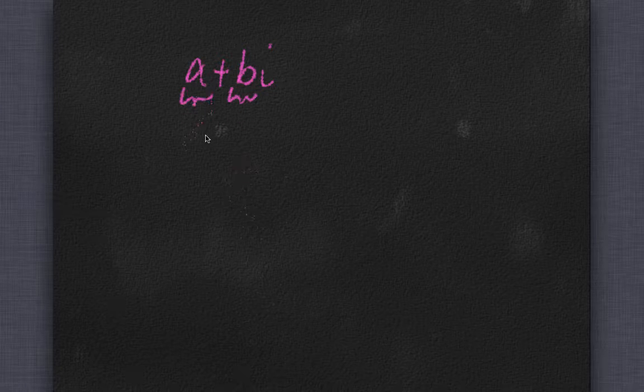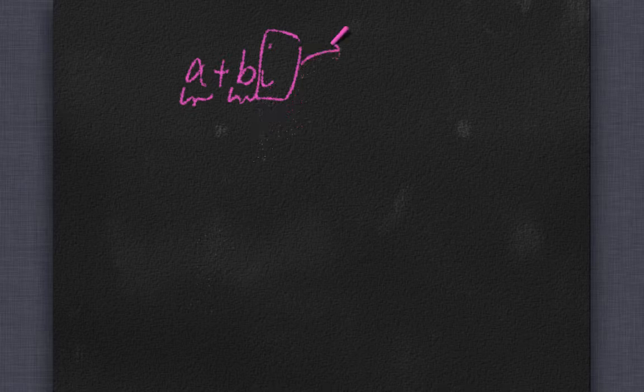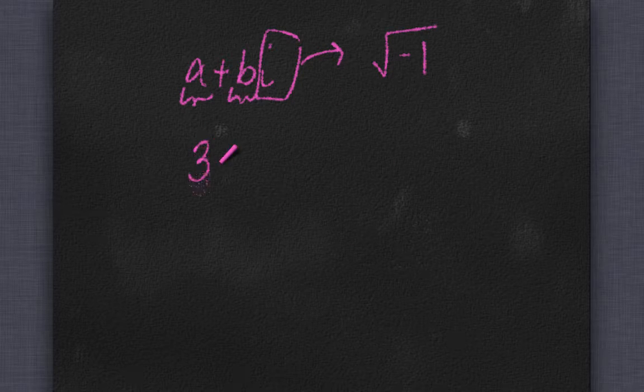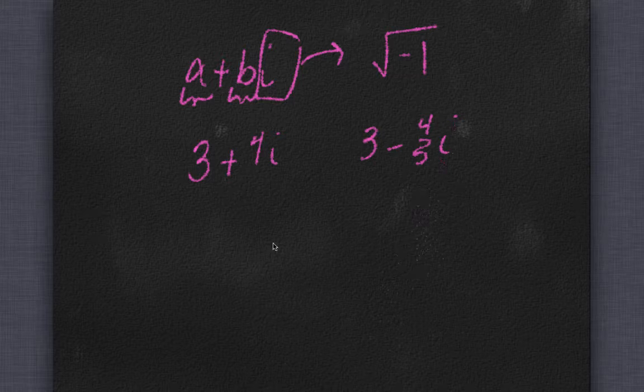Okay, a complex number you might have seen before is something of the form a plus bi. So this part's a real number and this part's a real number. And this part is the square root of -1. So it could be 3 plus 4i. It could be 3 minus 4/5 i. It could just be 2i.